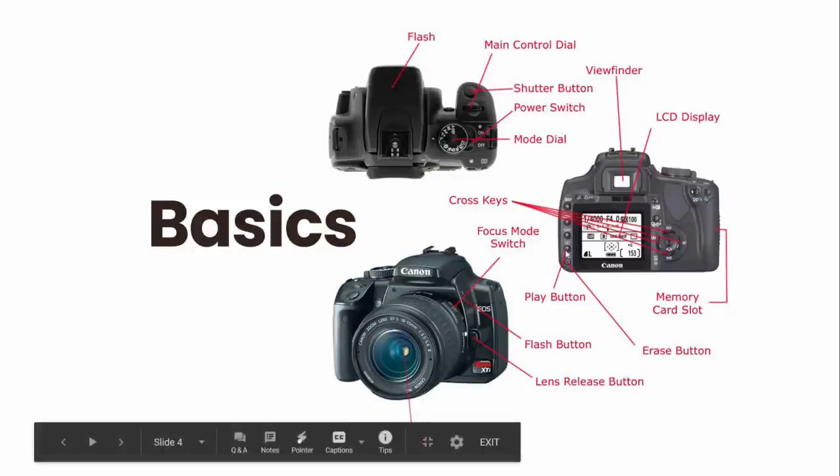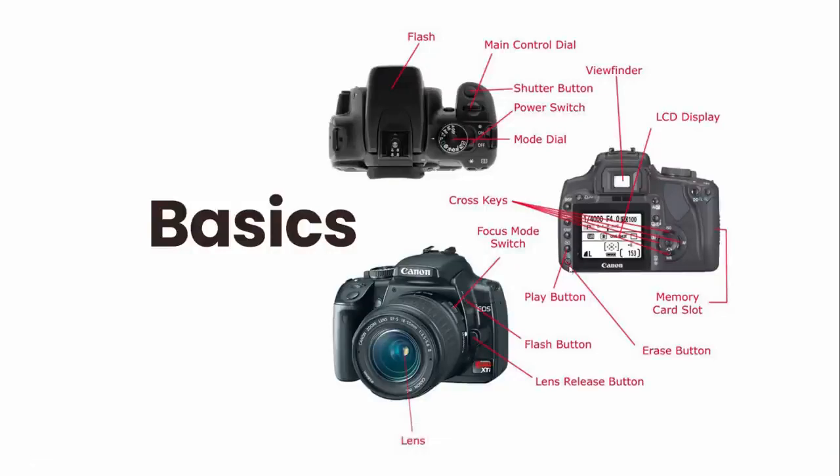Here you can see there is a play button. This play button is useful to see the image you clicked before. And here is a button which is the delete or erase button. This will be useful to delete the previous photo.